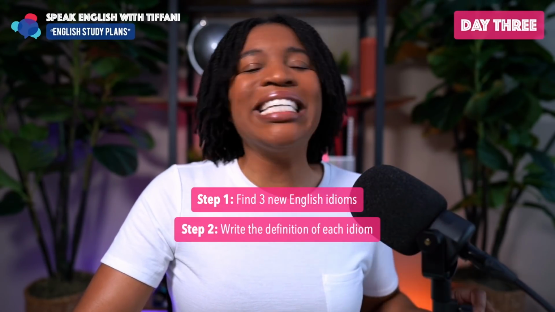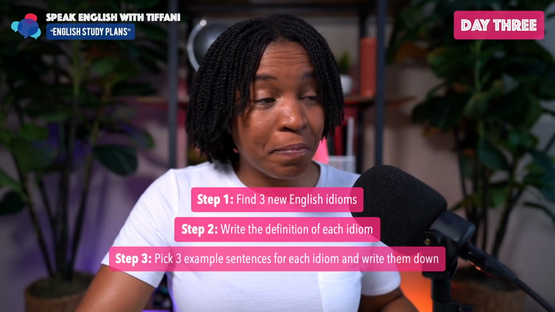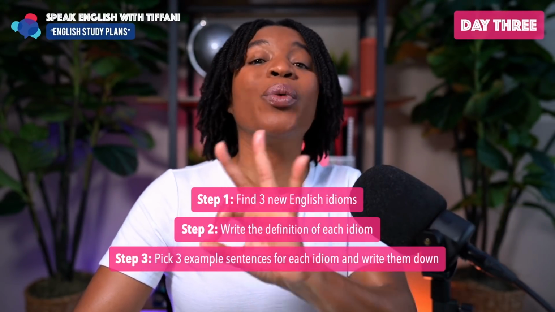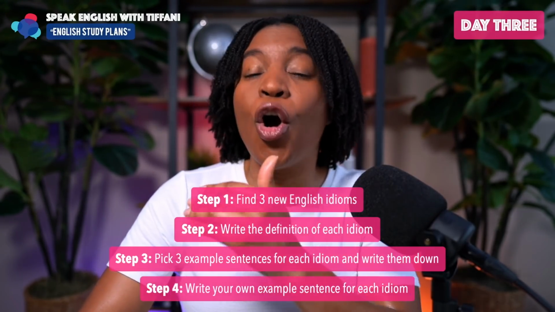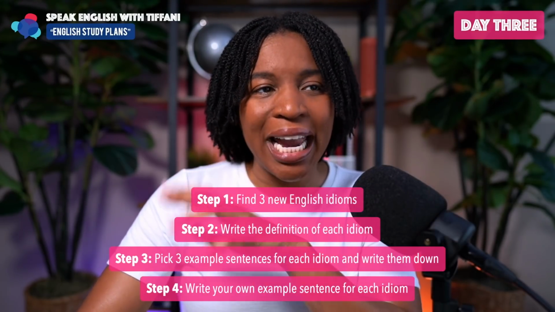Now, step number 2, write the definition of each idiom. Then, step number 3, pick 3 example sentences. You see that number 3 again, right? And finally, write your own example sentence for each idiom. So again, day 1, day 2, and day 3, we're focusing on vocabulary, expressions, and idioms. You're building up your word bank. You're building up your expression bank and your idiom bank so that when you start speaking, there are so many natural words and expressions you can use to sound more natural.